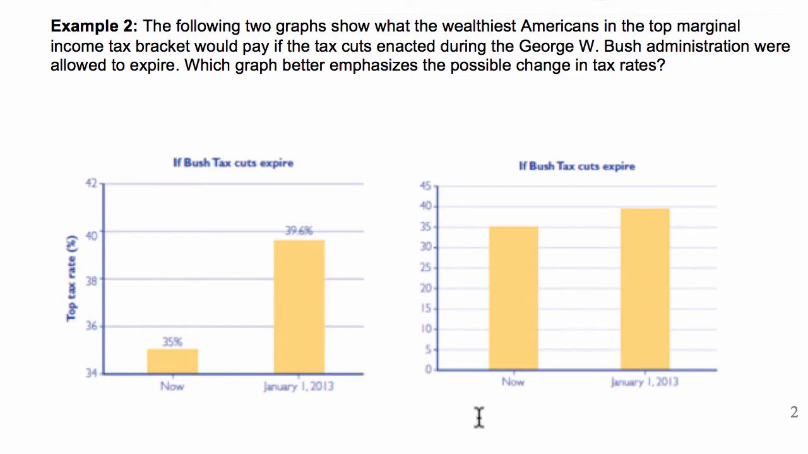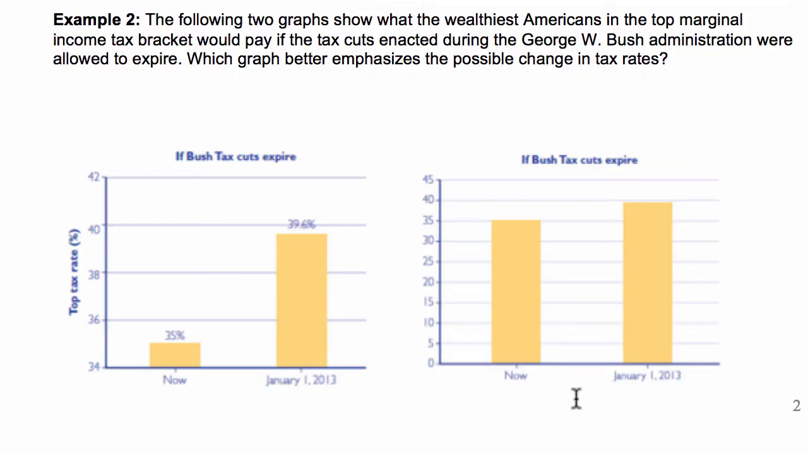Both graphs show that if the tax cuts were allowed to expire, the top marginal income tax bracket would go from a rate of 35% to a rate of 39.6%. This is in fact a 13% increase. However, this first graph shows a second bar that is 6 times the height of the first bar. This makes the percent increase appear to be 500%. Let's compare this to the second graph.